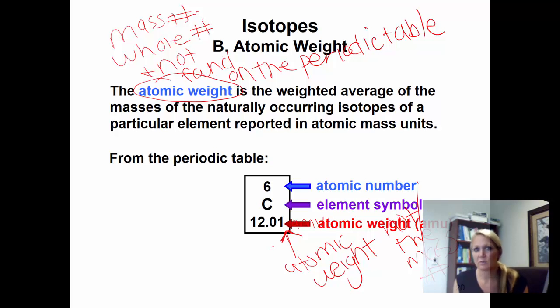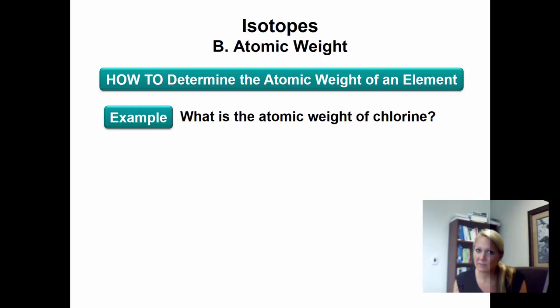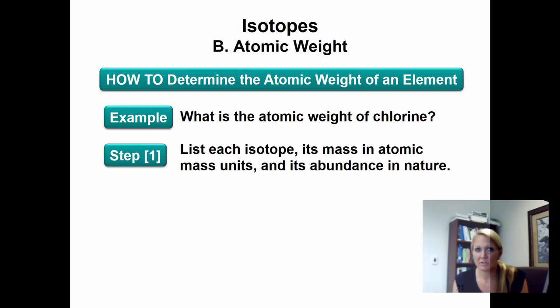It's not exactly 12 here. It's 12.01. So we have our atomic number, our element symbol, followed by the atomic weight as our number underneath the symbol there. So how do we determine an atomic weight? This is just good to know, to know how it got up there, and it's basically getting the average of the different weights of the different isotopes.